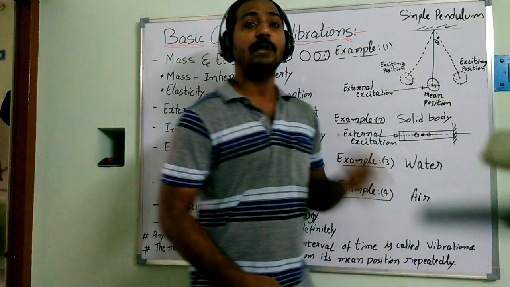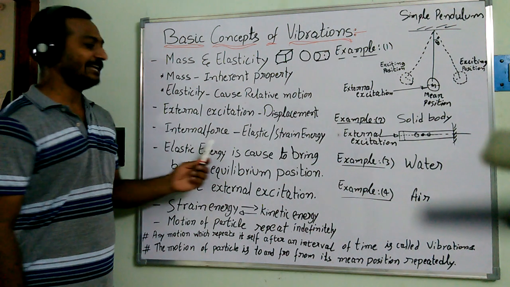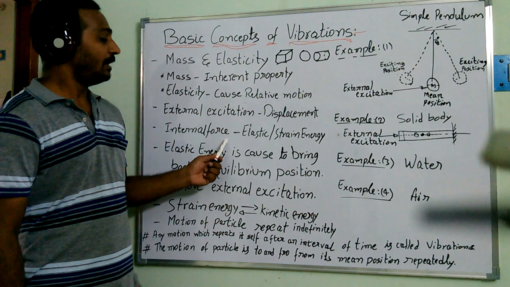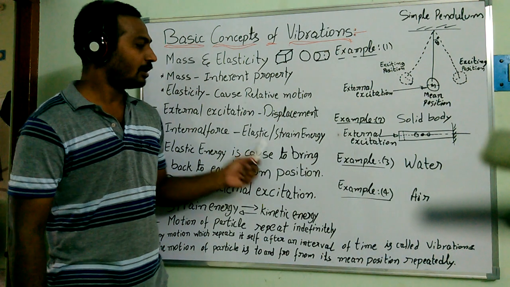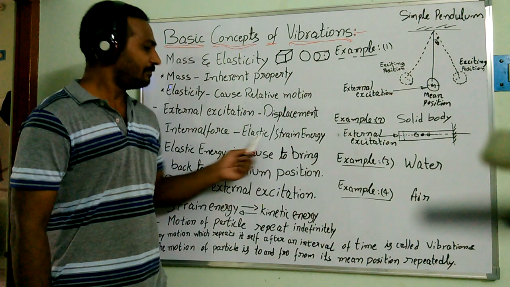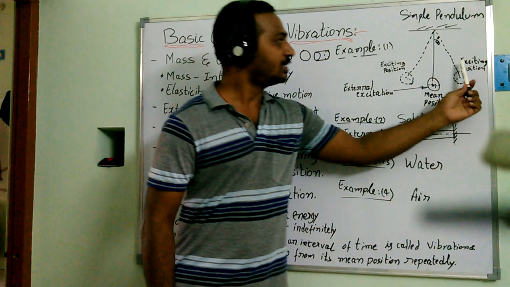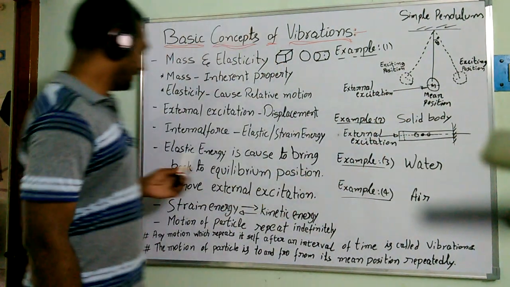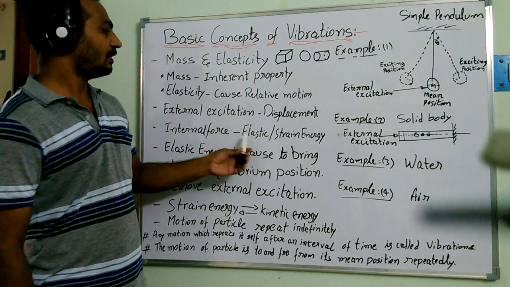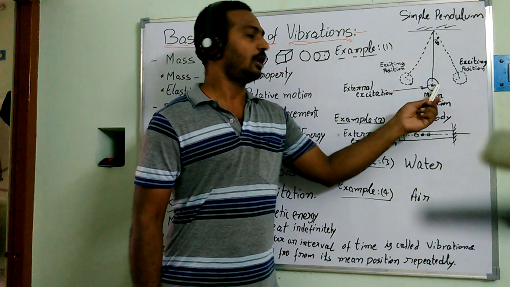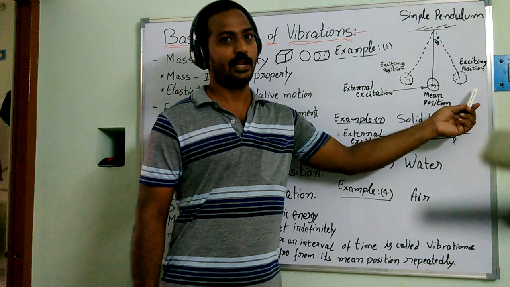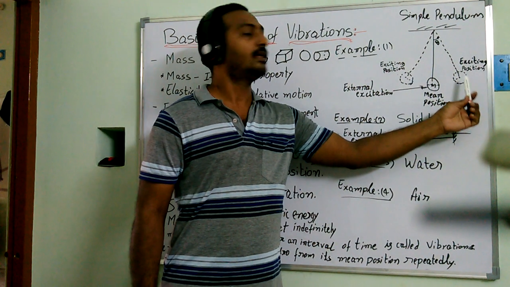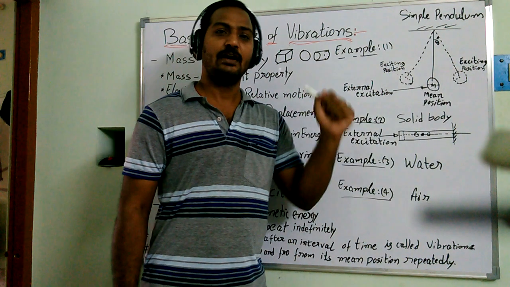Then what happened? Some internal forces are generated within the system. Those internal forces are stored in terms of elastic energy or strain energy. These are the main cause to bring the exciting position back to the mean position. These internal forces are developed by the body itself because it is elastic in nature. When the material is strained, it will store that energy within the proportional limit.